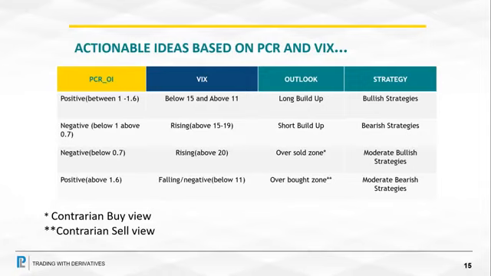If PCR OI is negative, that is below 0.7, and VIX is rising, let's say above 20, VIX above 18 means a very strict, volatile movement we can expect. So it is on the highest side. That means the outlook is oversold, and we need to practice moderately bullish strategies. And likewise, if PCR OI is above 1.6, which is very, very positive, and VIX is falling also below 11, which is very negative, so we are in the overbought zone. That means we need to practice moderately bearish strategies.